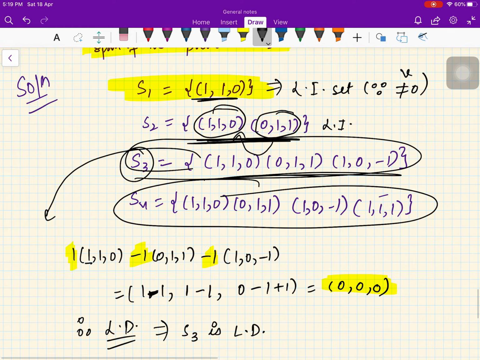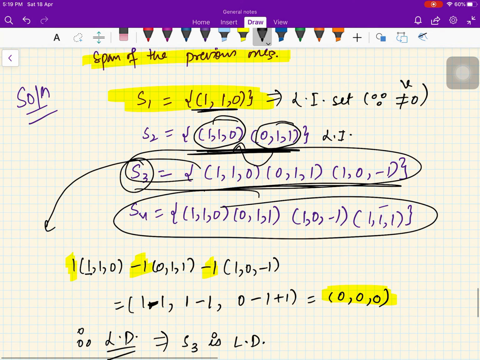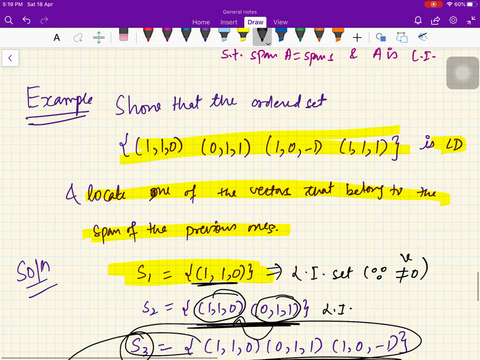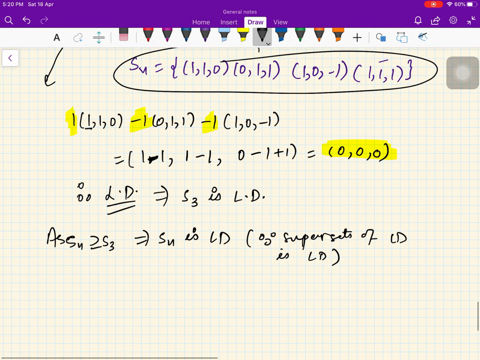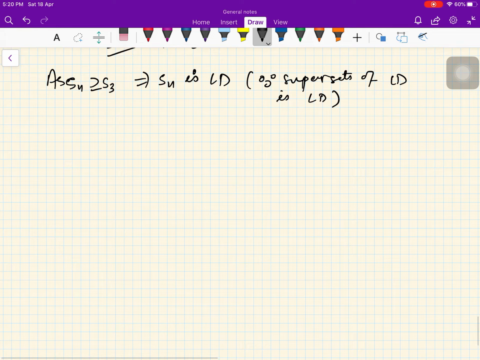Okay, fine. And what else do we need? We need to locate an element which is the linear combination of its previous ones, and that also we have located. This is that element which is a linear combination of these two, right? So this is how you can do this problem, right?